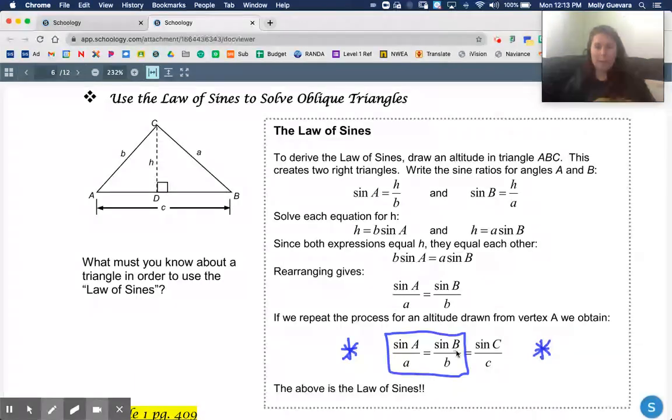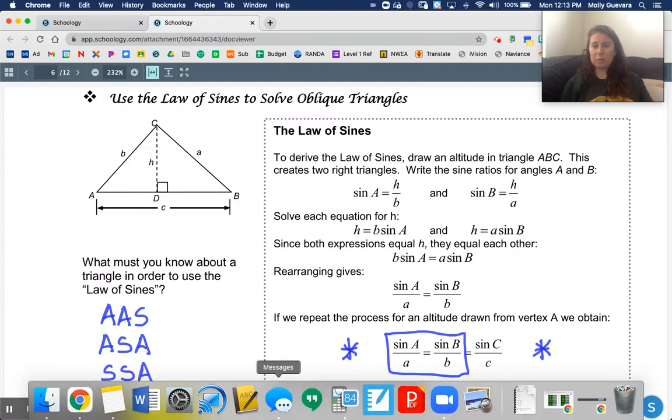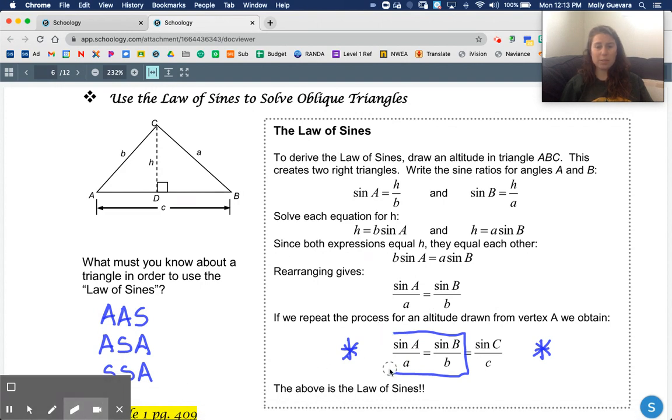Remember that my capital letters are angles and my lowercase letters are sides. So if I knew 2 angles and 1 side, I could do that, right? Also 2 angles and 1 side can be written as angle, side, angle, okay? Or if I know 2 sides and 1 angle, like side, side, angle, I also would be able to find the 4th piece of information there. So as long as I know 3 out of the 4 pieces, then I'm able to use law of sines.